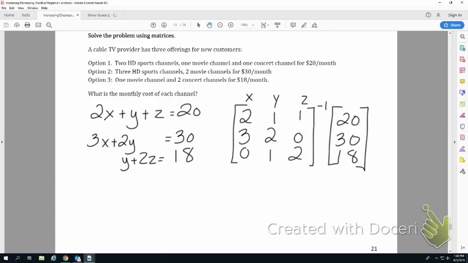Alright, Preston May, what did you get? How much did each sports channel cost? $2.80. How much did each movie channel cost? $10.80. And each concert? $3.60.